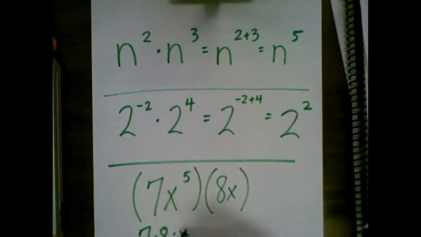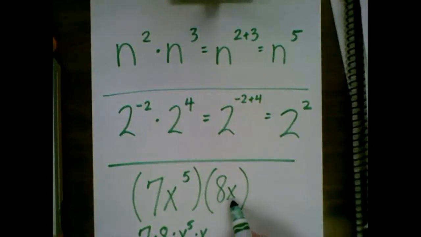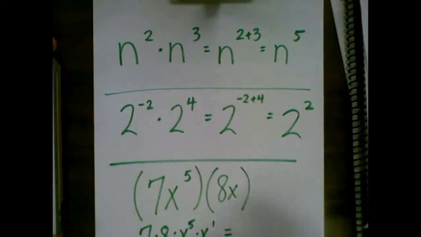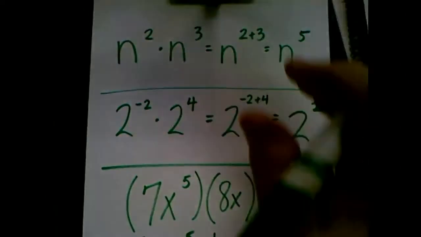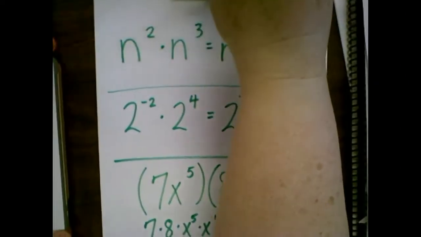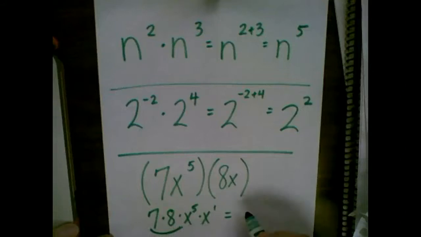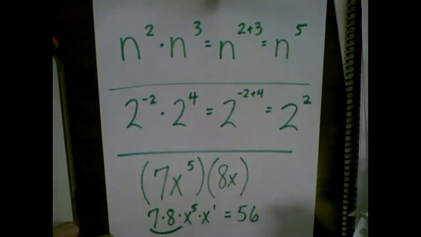And then we've got x to the 5th times x. And when you've got a single x, that's the same as x to the 1st. And then we just multiply the numbers by each other. Oh, let me get that adjusted a little bit. There we go. Sorry, that would be the view. So we get the numbers times each other, so we get 56. And then we just add those two exponents, and so we'll get x to the 6th.